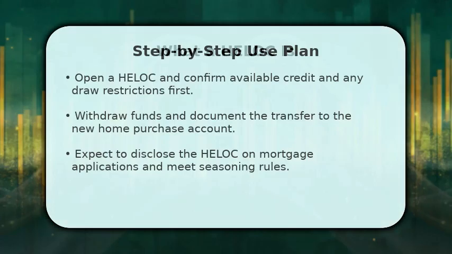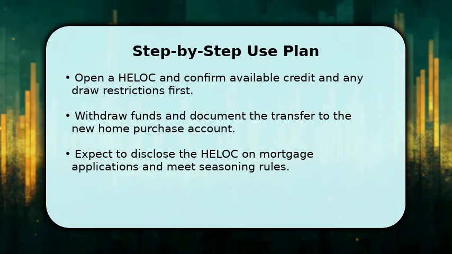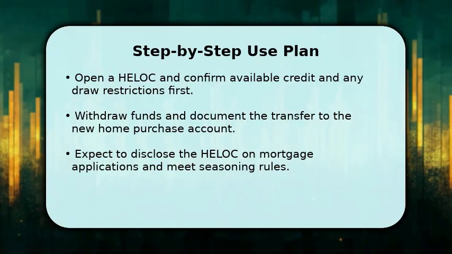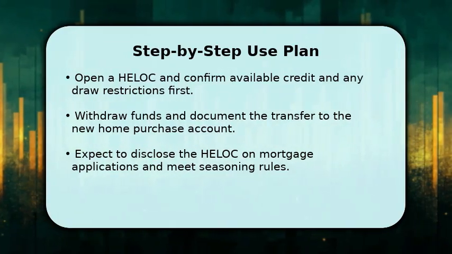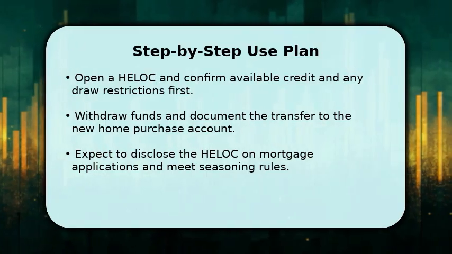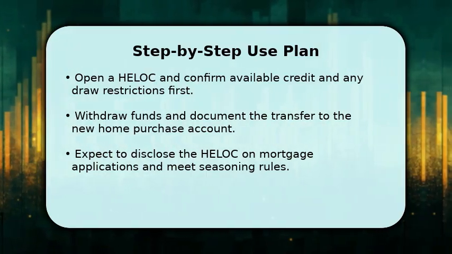You can use a Heloc to cover a down payment, for example 0%, or the FHA minimum 3.5%. Always confirm lender rules and seasonal restrictions before planning a purchase. Open a Heloc and confirm available credit and any draw restrictions first. Ask the lender about draw periods, interest adjustments, and required collateral documentation.